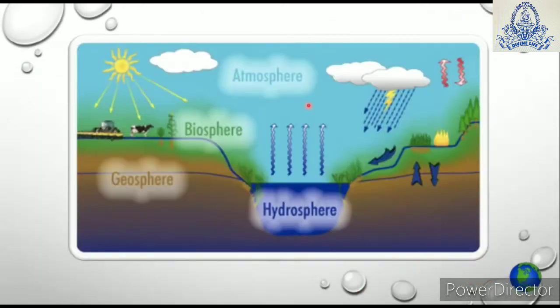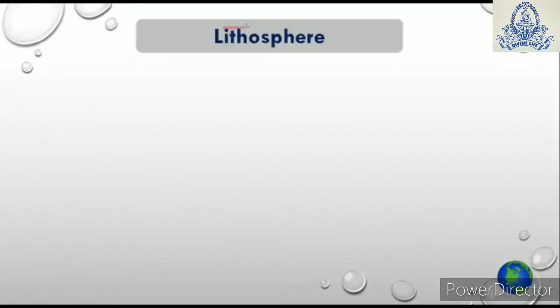This is a very simple picture which is depicting all four spheres: atmosphere, biosphere, geosphere, which is your lithosphere, and hydrosphere. Lithosphere, as the name suggests, it is all about land and rocks, which means if this is the land where you are standing, if you move above the earth's surface, you will find your atmosphere. And if you move hundreds of kilometers beneath the earth's surface, you will find your lithosphere.